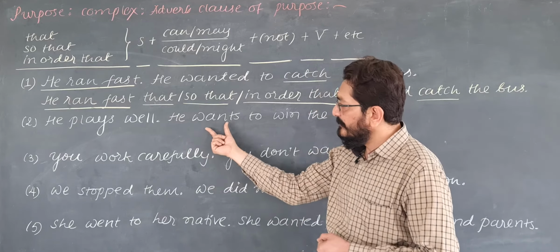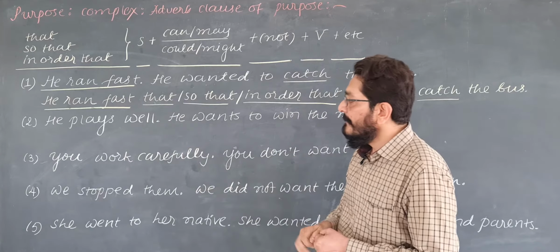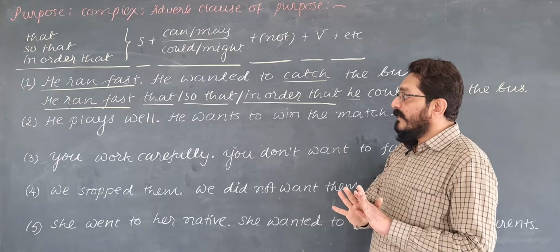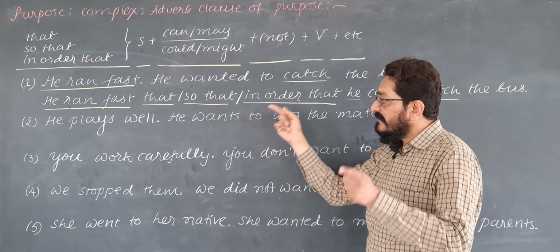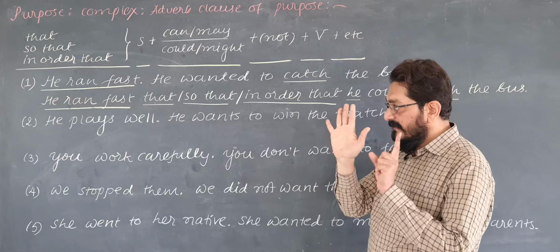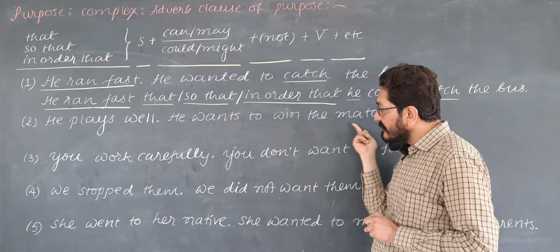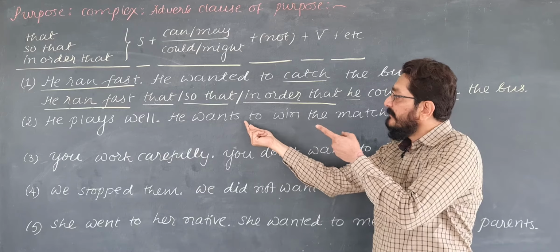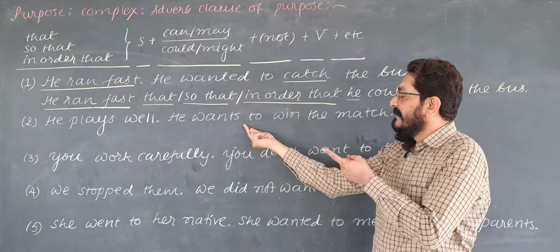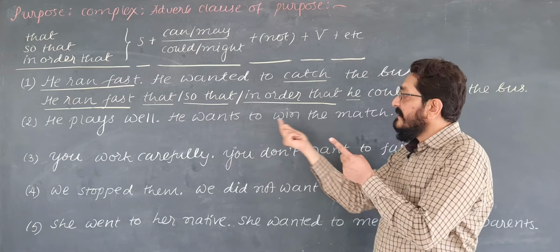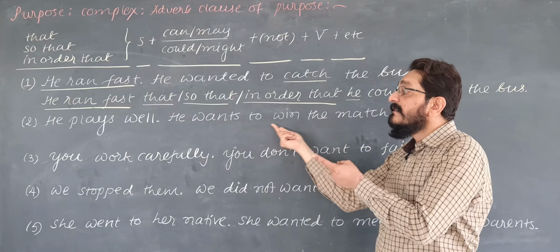This is also simple. Suppose we want to make two simple sentences into one simple sentence, then there are 6 methods. He plays well to win the match, in order to win the match. He plays well for winning the match, with the aim of winning the match, with the purpose of winning the match, and with a view to winning the match.